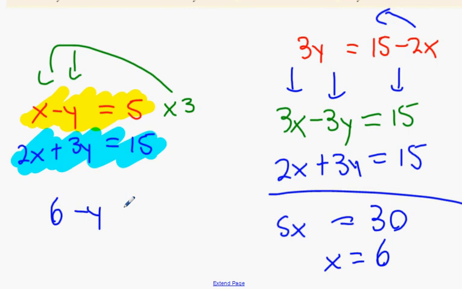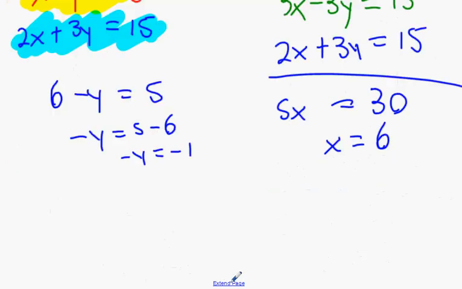6. 6 take away y is 5. Bring the 6 over the other side. It becomes a minus 6. Minus y equals minus 1. What can you do next? You divide minus y into minus 1, minus 1 into minus 1. And you get y equals 1.